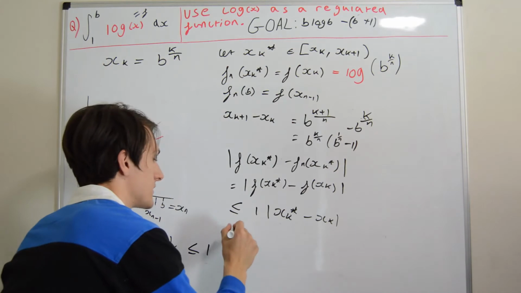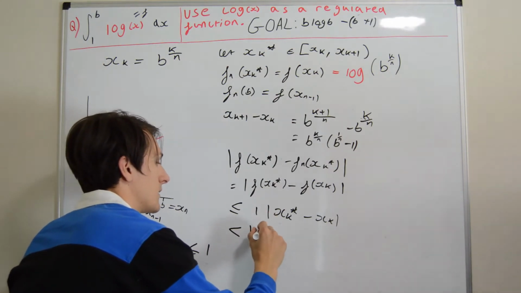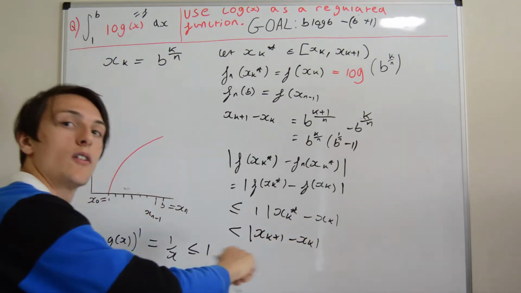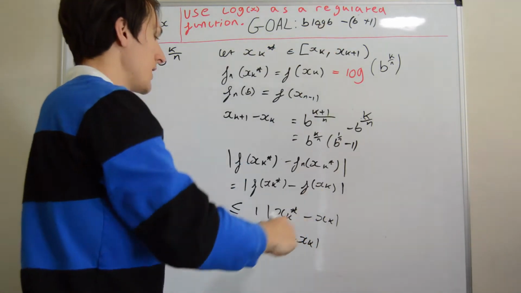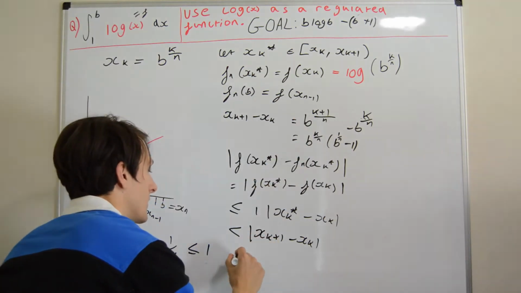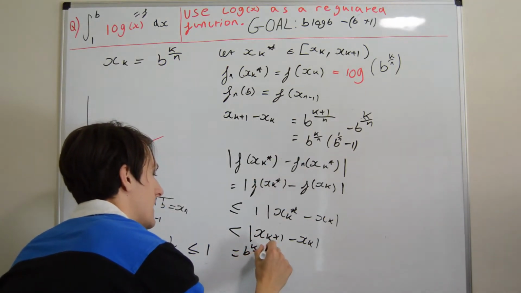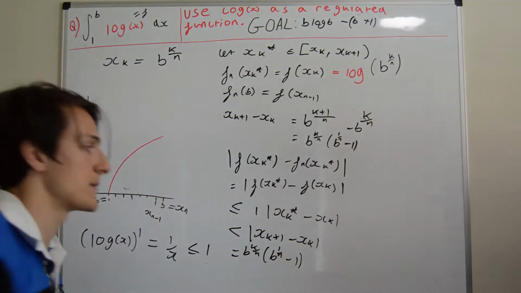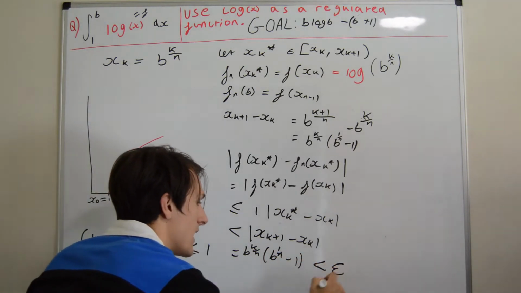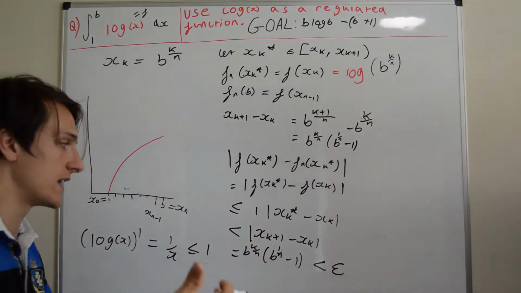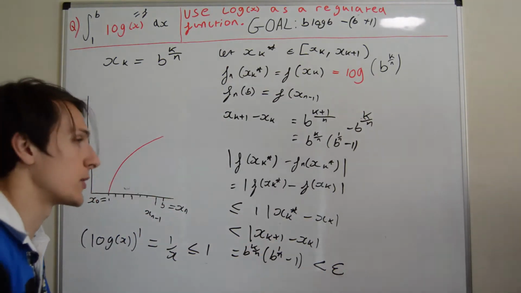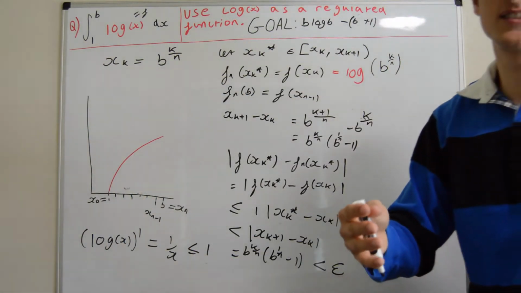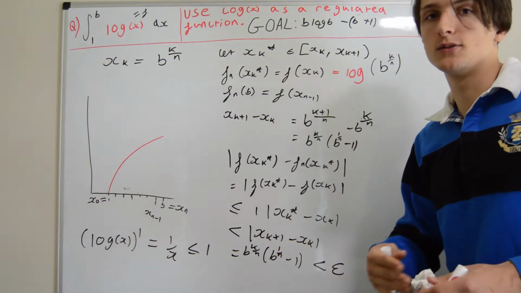So this distance is strictly less than this thing, because xk star sits within this interval, and this is equal to b to the k over n, b to the 1 over n minus 1, and this can be made arbitrarily small, so this is less than epsilon. For any given epsilon, you can find a very large n for which this is smaller than epsilon. I'm not going to write that all out. So we've proven that this step function converges uniformly to log x.